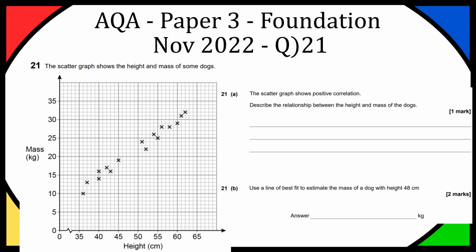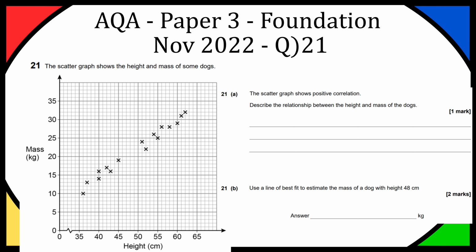So positive correlation means when one goes up, the other goes up also, as opposed to negative correlation where one goes up, the other goes down, and vice versa. So with positive correlation, as one goes up, so will the other. So in this case, as the mass or the height of the dog goes up, the other one increases also, which makes sense because if you have a bigger dog, it's probably going to be taller. And if you have a taller dog, it's probably going to have more mass also.